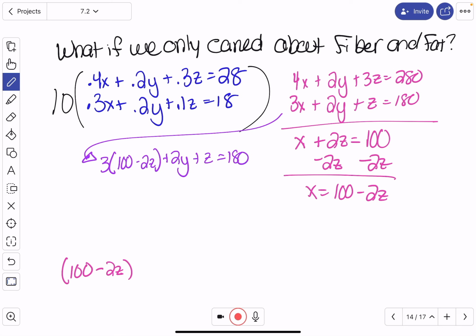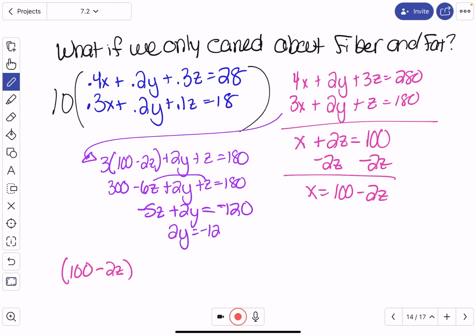So we want it to say y equals. So we get 300 minus 6z. So if we bring the 300 over, we have negative 5z plus 2y equals 180 minus 300 is negative 120. Bring the 5z over, and then divide everything by 2. We get y equals negative 60 plus 2.5z. And that leaves us with z for that.